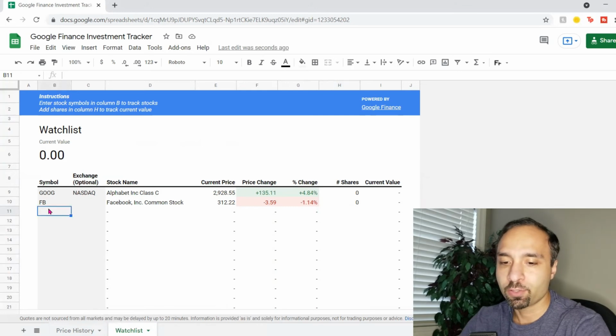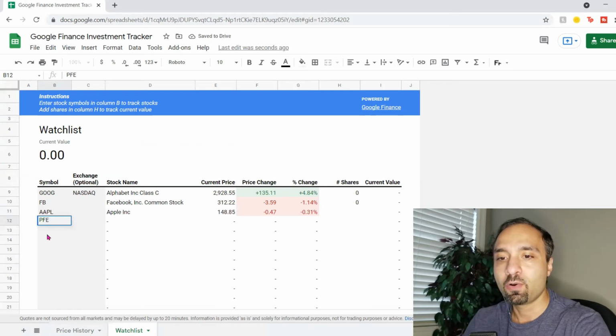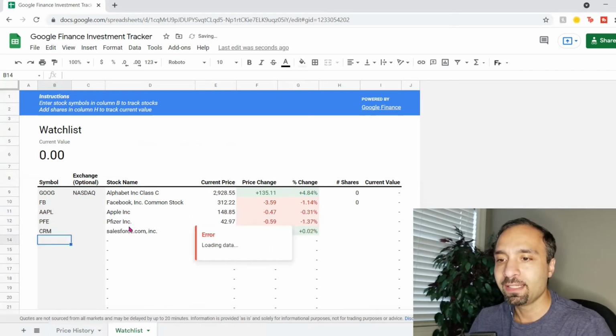And you can add additional companies. Let's say Apple, AAPL, or let's say you're interested in Pfizer, which is PFE, or how about Salesforce, which is CRM. Those are different ways for you to easily add the stocks here and take a look at how they're doing.